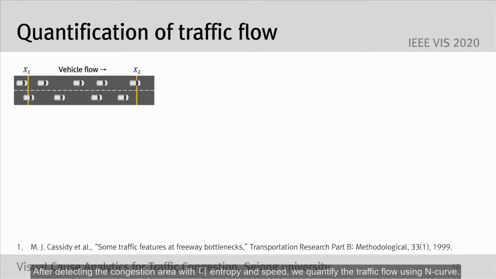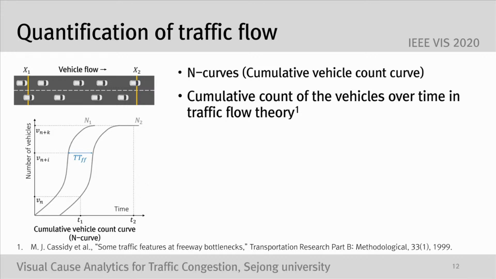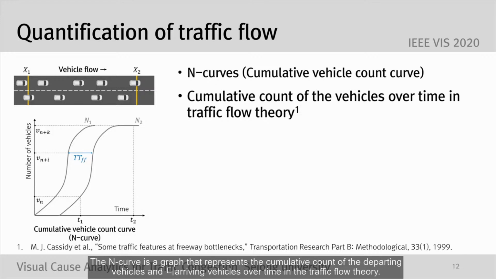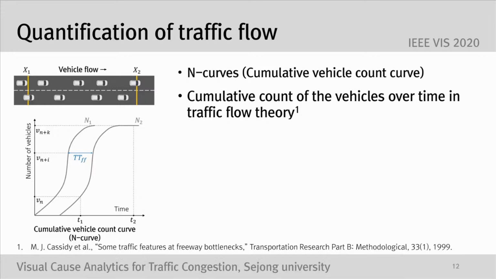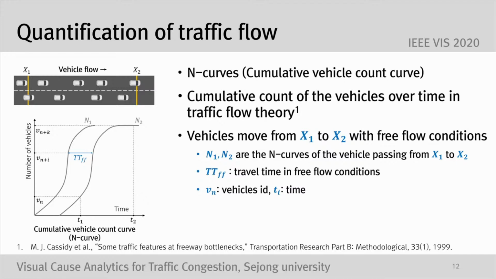After detecting the congestion area with the entropy and speed, we quantify the traffic flow using the N-curve. The N-curve is a graph that represents the cumulative count of the departing vehicles and the arriving vehicles over time in the traffic flow theory. When the vehicles move from X1 to X2 at free flow conditions, N1 and N2 are the N-curves of the vehicles passing X1 and X2. TTFF is the travel time with the free flow conditions.